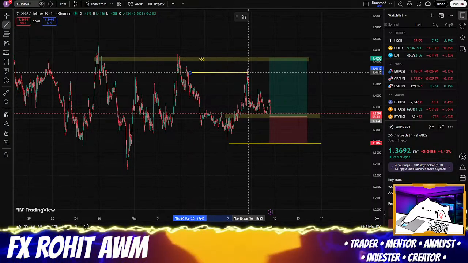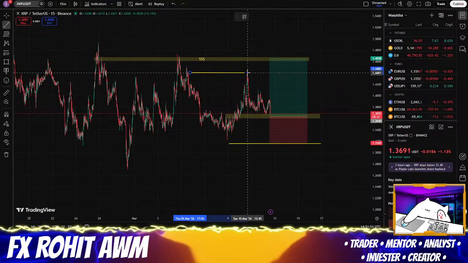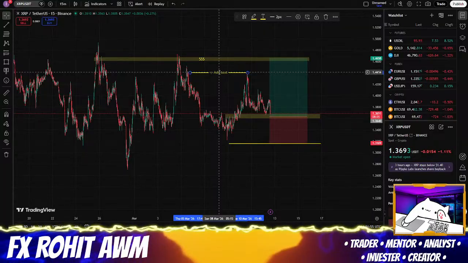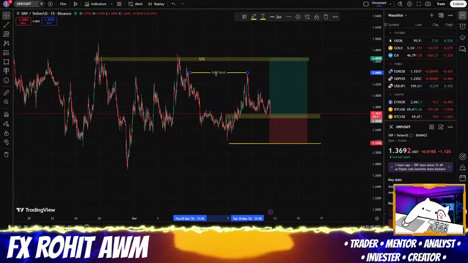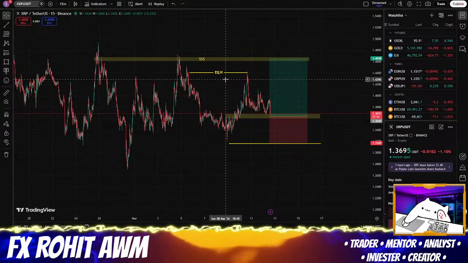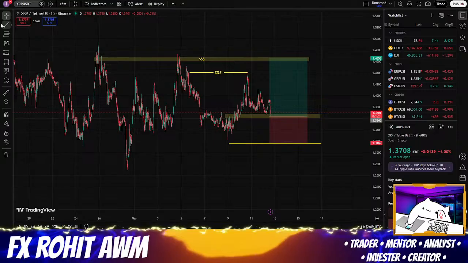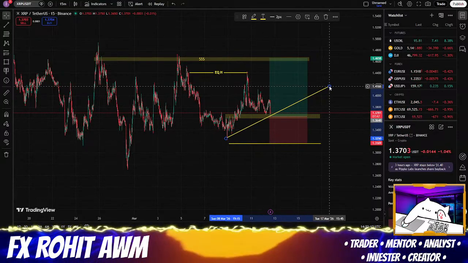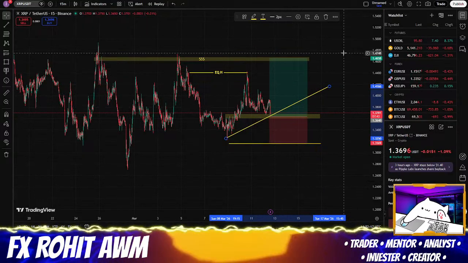That's the equal high. That's our equal high. So the market is in a very strong bullish move pattern. So the market is getting bounced from here.